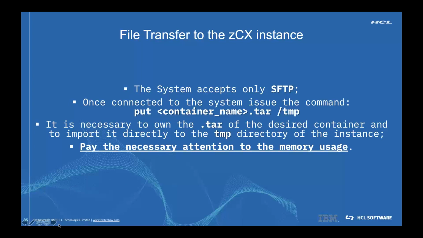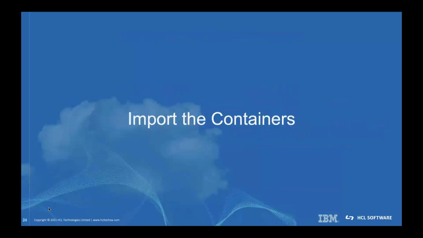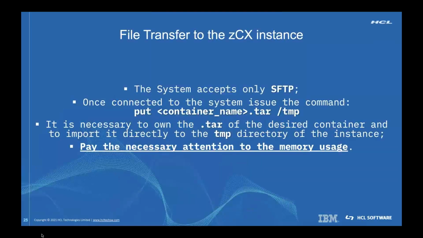So basically, once you have downloaded the tar file of the containerized applications you want to run on the zCX instance, you just need to put it through SFTP to the zCX system.